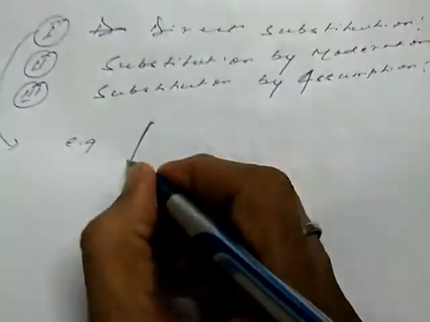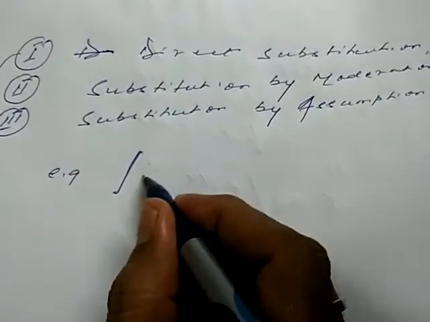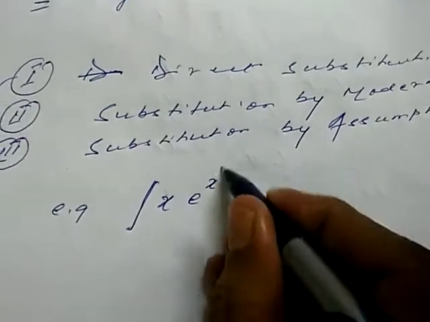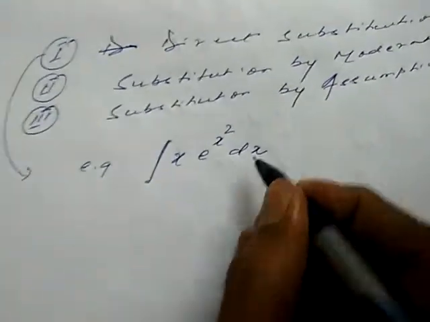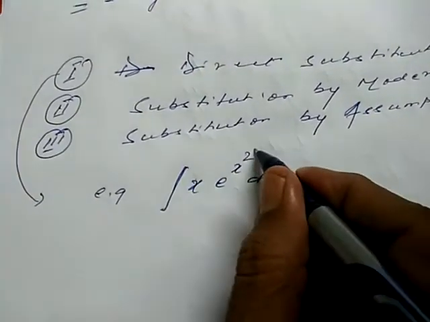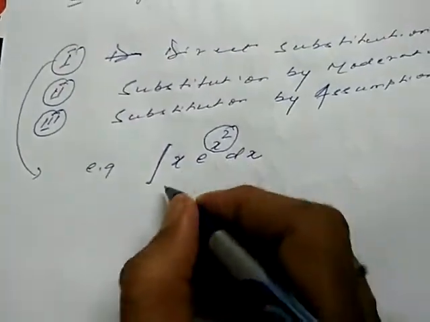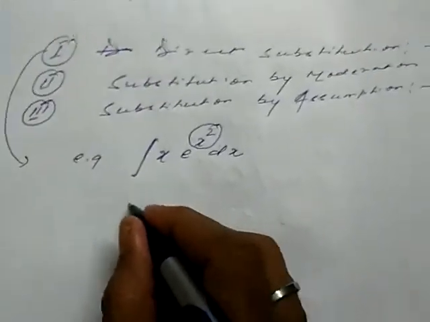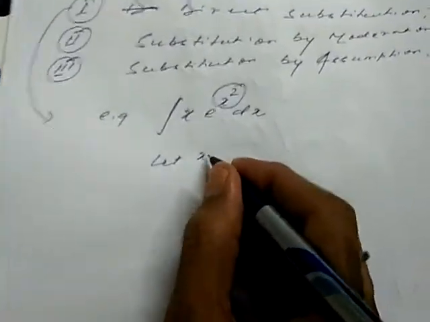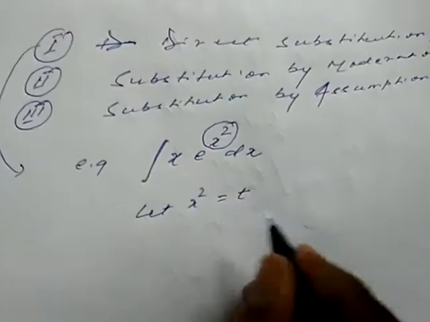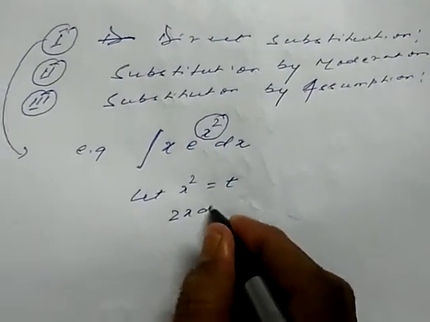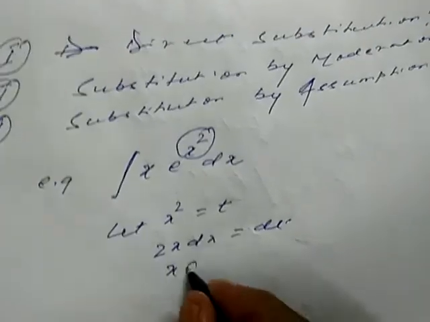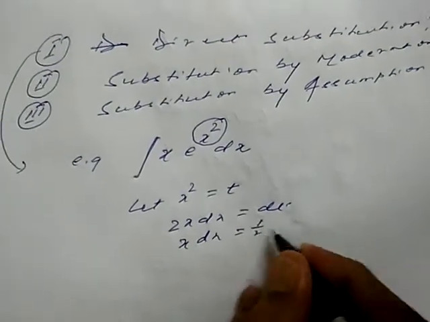Direct means, suppose we are having a question like this: integral of x e to the power x square dx. Here, when we take this x square as t, we will get a derivative with the dx. So this is direct. What will we take here? x square is equal to t. Then 2x dx is equal to dt. So x dx is equal to 1 by 2 dt.